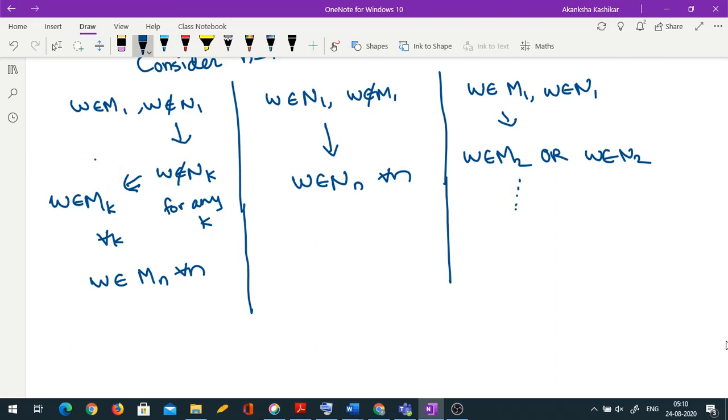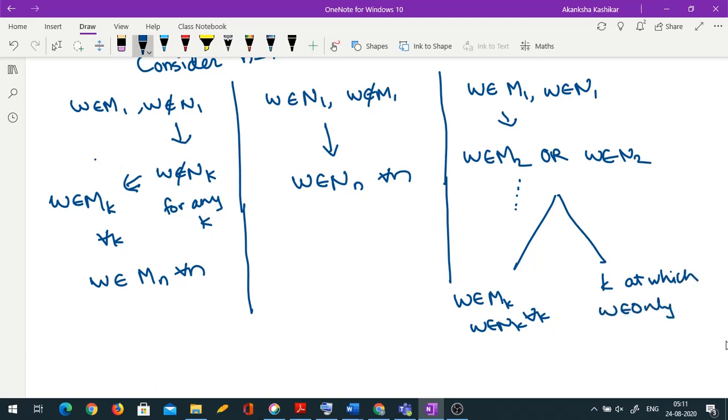So this will continue till some k. So maybe you have it in both. So finally I have two possibilities. Omega belongs to Mk and omega belongs to Nk for every k, or you find a k at which this exercise stops, at which omega belongs to only one of Mk and Nk, and after that point onwards, just like these two cases, omega will belong in only one of them.